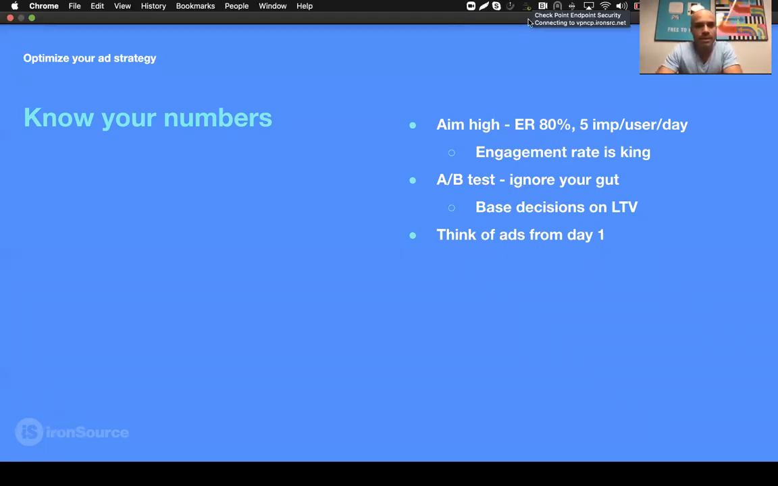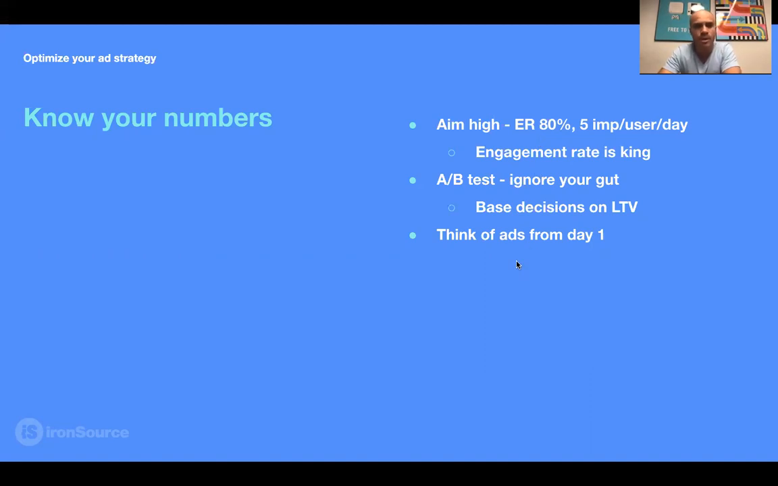Thanks. Second is A/B test. Ignore your gut. Many times we see that a developer thinks that, hey, I should do 30 seconds between ads, or I shouldn't add interstitial just because it's what I feel. But once you A/B test, many times the results surprise. So it's super important to A/B test and to base your decisions on data in general, for every decision we are making in this very analytical world.